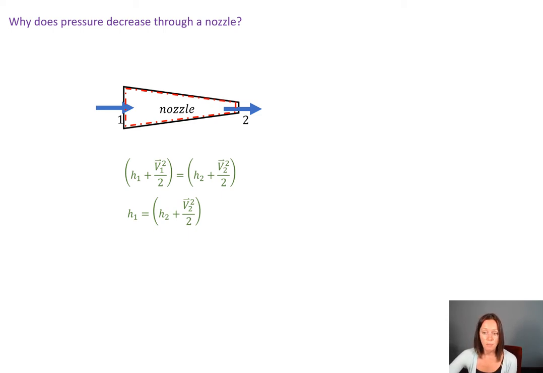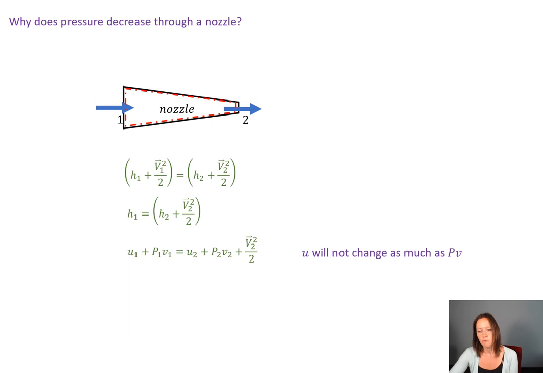All right, and now what I'm going to do is put that enthalpy term in terms of internal energy and pressure and specific volume, so u plus Pv. And now for flow through a nozzle, your internal energy is not going to change as much as Pv, which you could refer to as pressure energy. And that makes sense, right? Internal energy is very much tied to the temperature. For a nozzle, like a garden hose nozzle, the temperature of the water flowing through is not going to increase a lot. It's not going to increase any measurable amount.